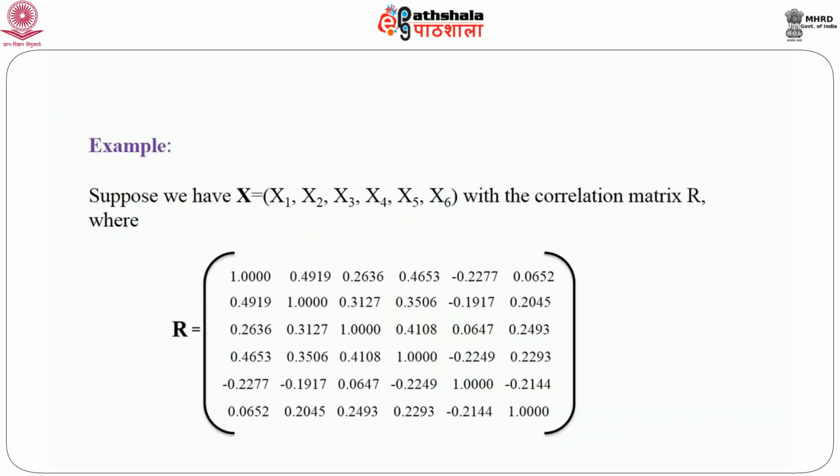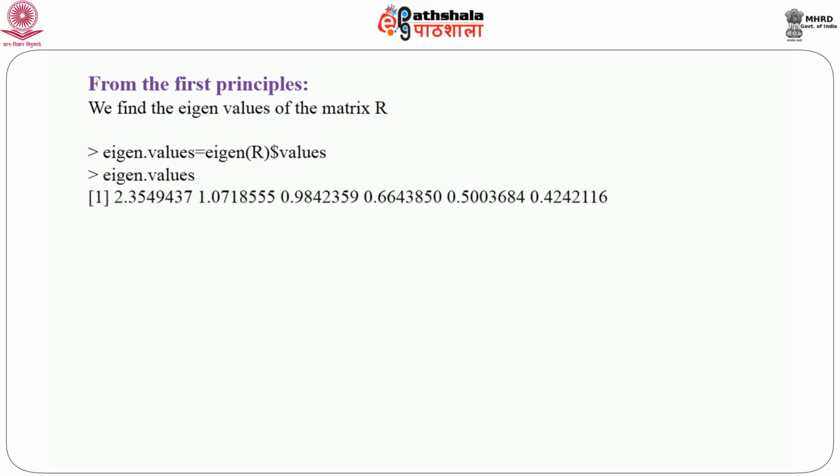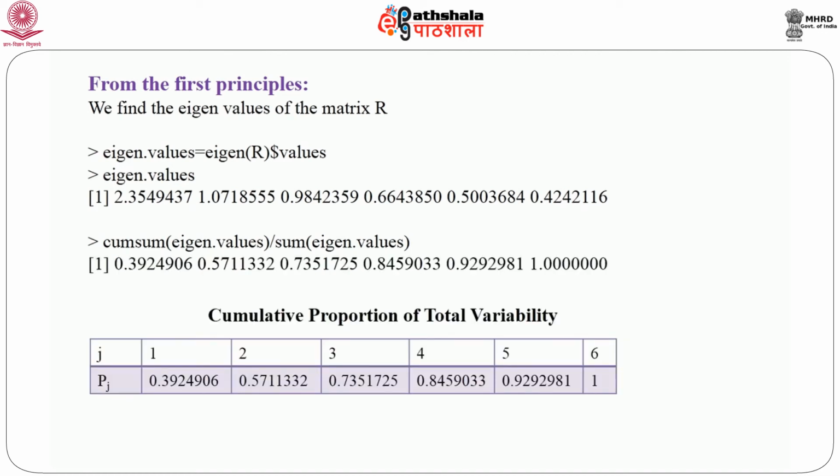So, next we look at another example. Here we have x to be a vector of 6 variables with the given correlation matrix R. So, from first principles, we first find the eigenvalues corresponding to the correlation matrix R using the R command eigen and then extracting the values. So, these are the eigenvalues in the decreasing order of magnitude. Next, we find the cumulative proportion of the variability explained by the different principal components. So, here is the cumulative proportion of the total variability.